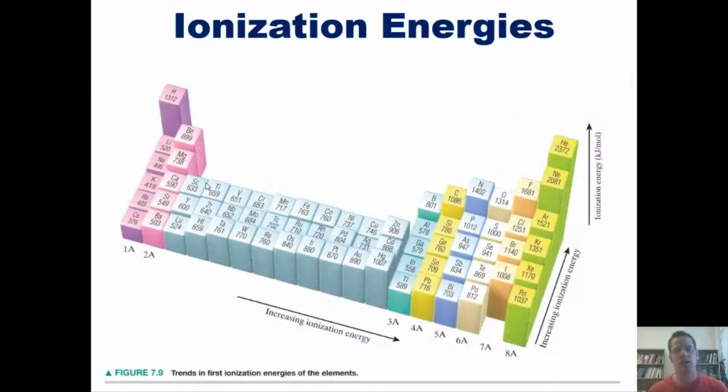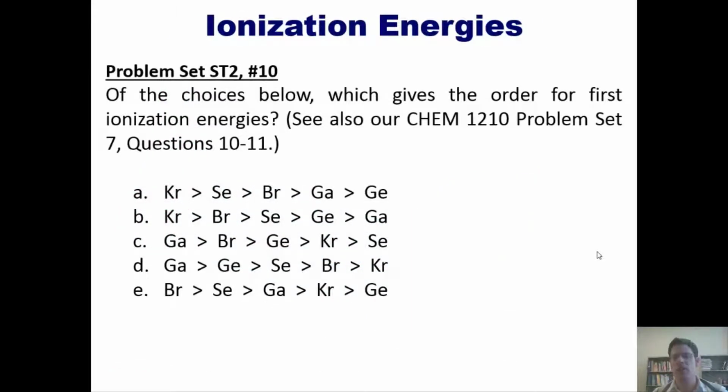This table shows us various ionization energies for most of the elements on the periodic table. These are first ionization energies, that is, the amount of energy required to remove a single electron from each of these respective atoms. That takes us to some wonderful questions, beginning with this one. Of the choices below, which one gives the proper order for the first ionization energies? Keep in mind what we're trying to do is sort these elements according to the one that has the highest first ionization energy, then the second highest, third highest, and so forth.